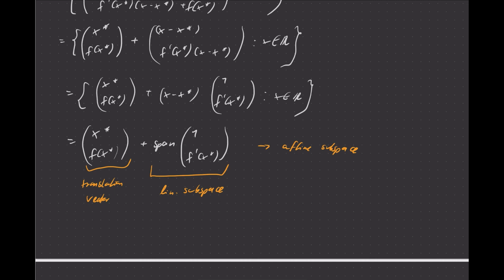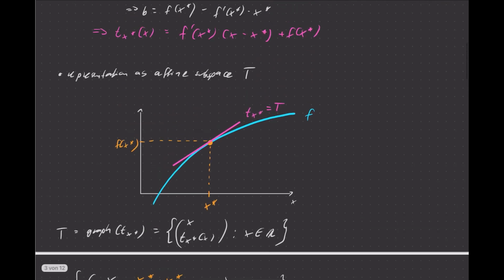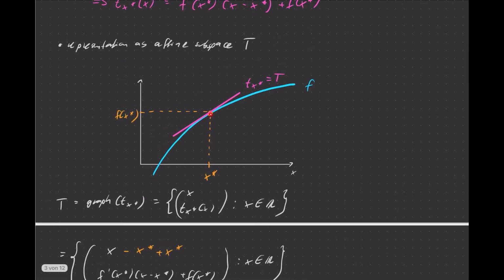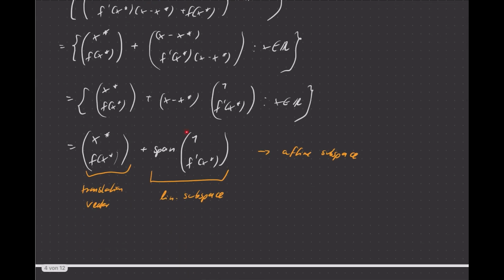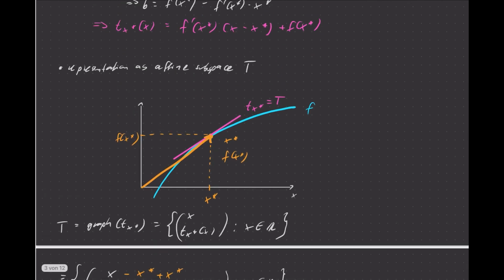Let's have a look at the graph and see where we can see those elements here. Now, of course, the translation vector, that is easy to see. That corresponds to this point here. So if you wanted to have that as a vector, that would be something like this. Yeah, so this is the translation vector given by x star and f of x star. Now about that vector here, 1 and f prime of x star, where can we find that? Well, that's also easy to see.